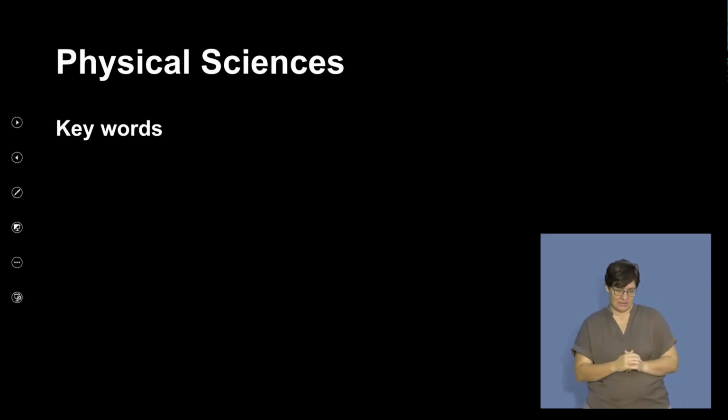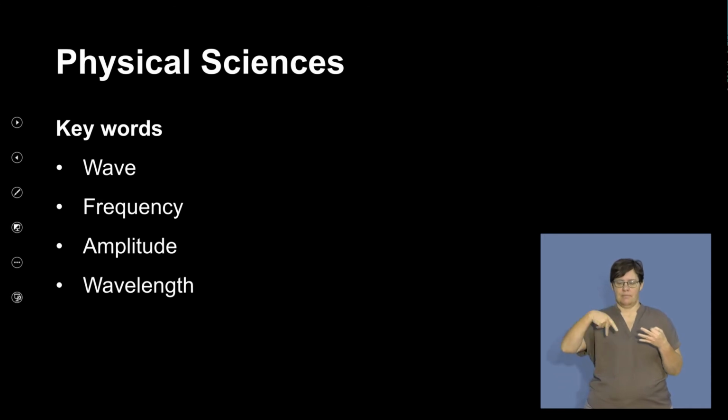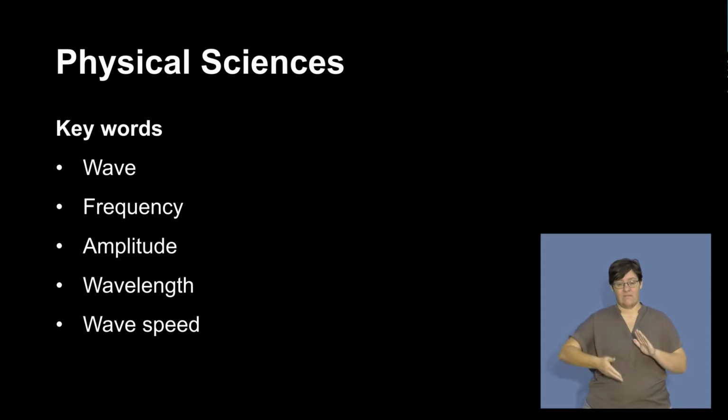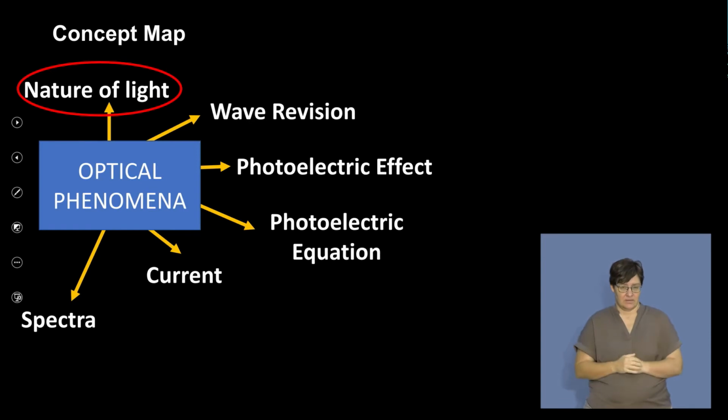So the key words for today are wave. What is a wave? Frequency, amplitude, wavelength, wave speed. None of these should be new. You've seen these somewhere in your curriculum at some stage. And then the new one is photoelectric effect. That is new. So that's what we're going to look at today. So let's talk about the nature of light.